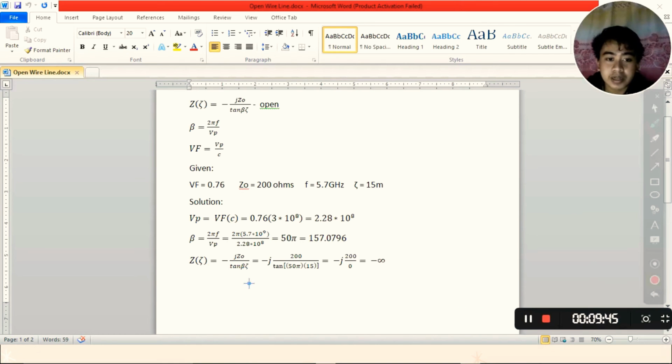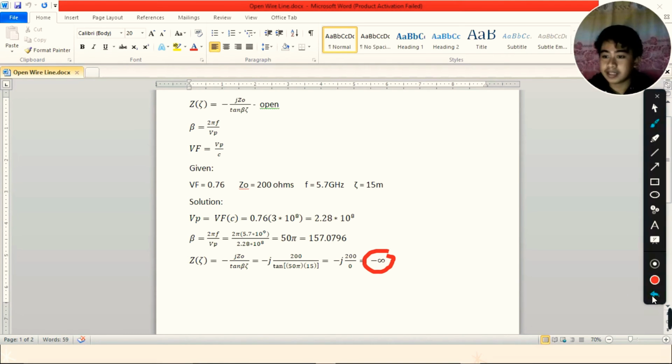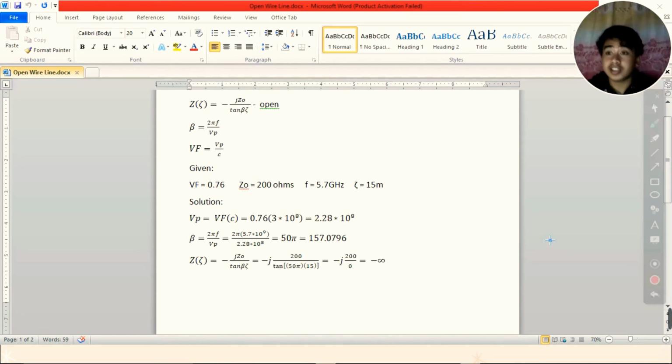After we get our beta, we now solve for our Z at 15 meters. We just input this formula and substitute. It's the tangent of 50 pi multiplied by 15, which is actually 0, and any number divided by 0 is infinity, and any number multiplied to infinity is infinity. So this answer is infinity. It means that our line is not letting in or out any power. So it's technically off. It's not working. It's just open.